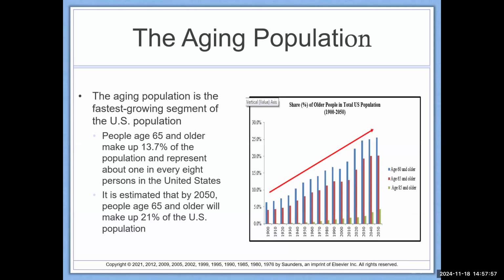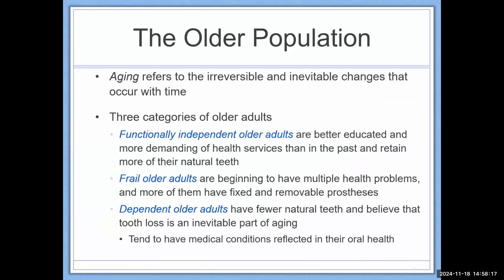And you can see the graph on the right, and you can see the forecast as to how quickly it slopes upward with the red line. So it's estimated that by 2050, as you can see here, people age 65 and older will make up 21% of the US population. So the older population is commonly referred to as aging, and aging refers to the irreversible and inevitable changes that occur with time. We all are getting older, we all age.